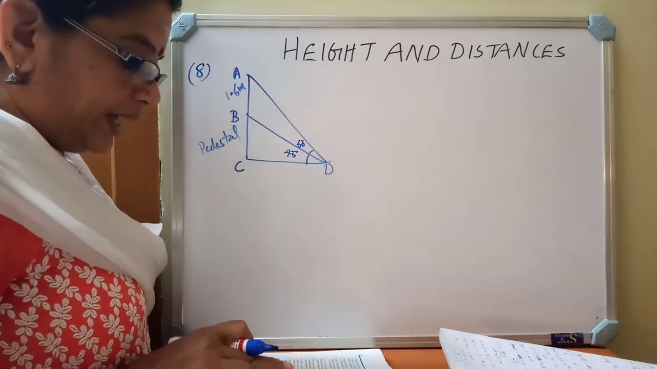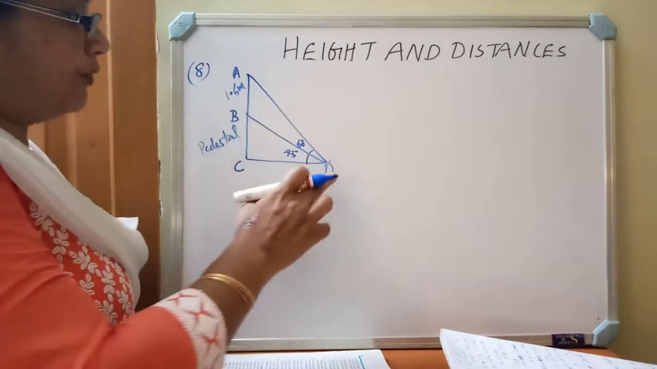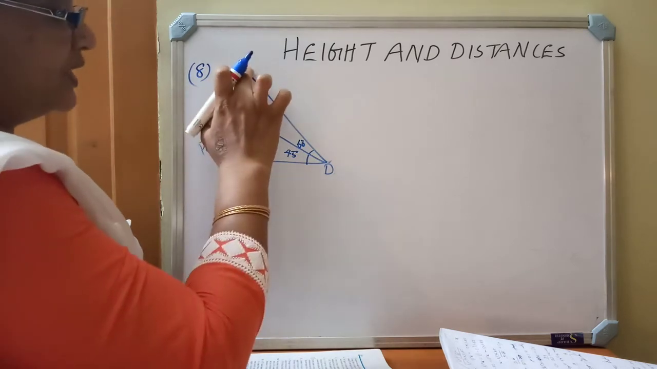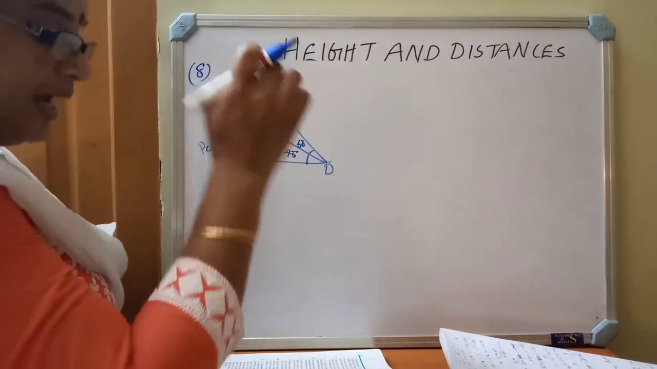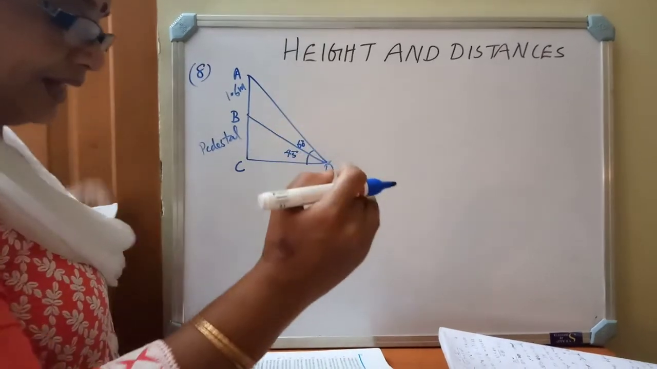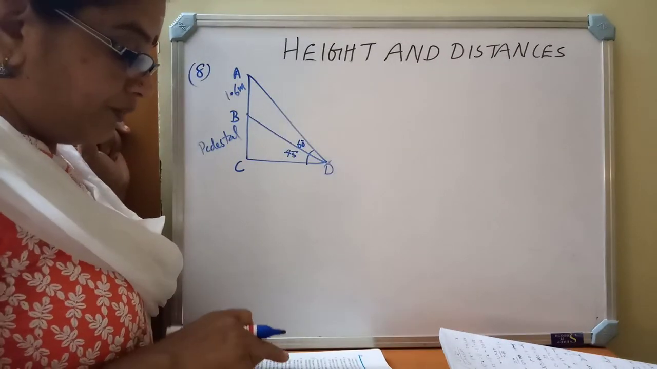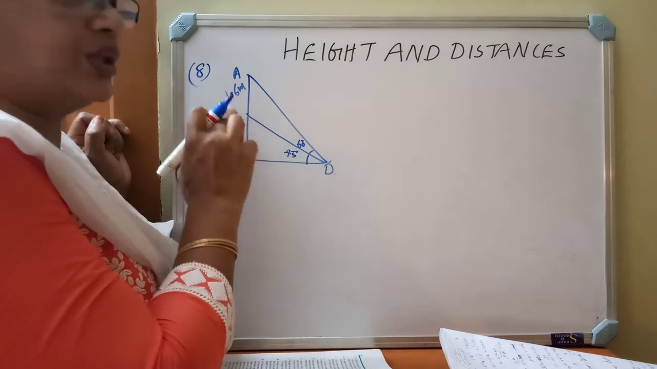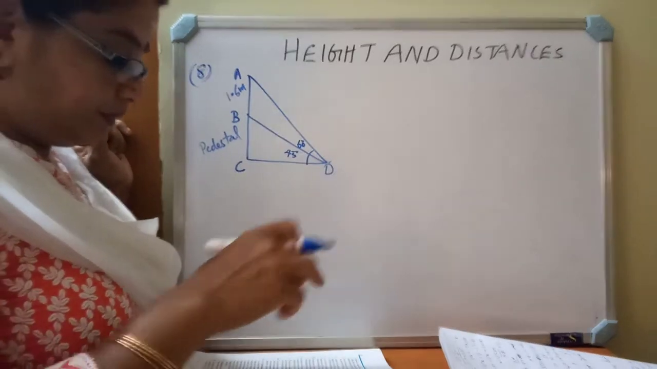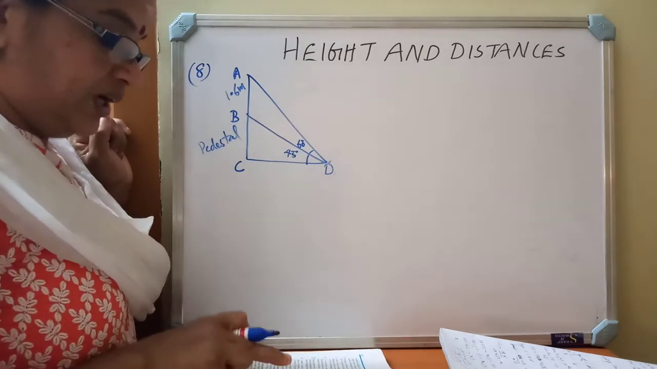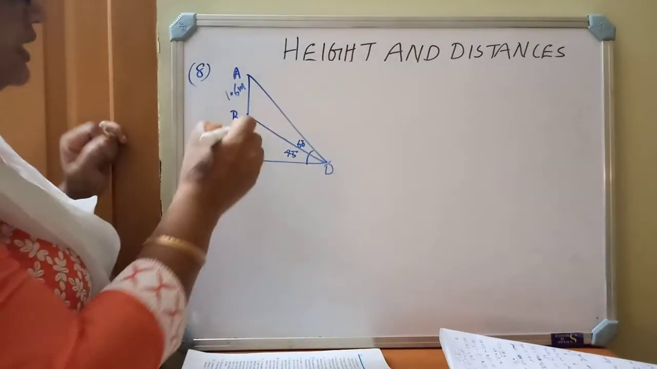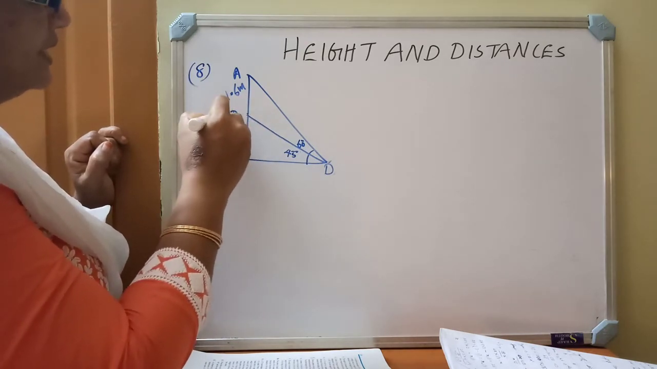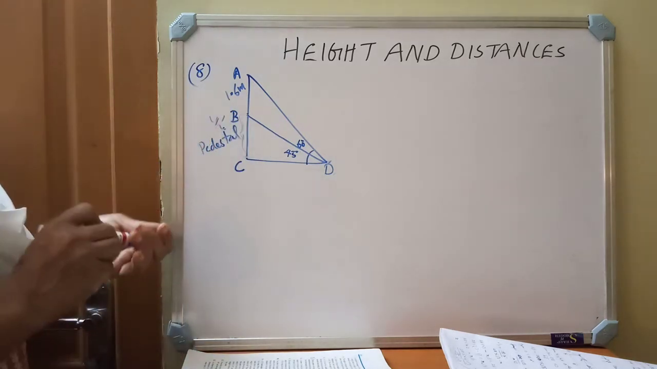See the next statement: from the same point the angle of elevation of the top of the pedestal. Top of the pedestal is acting as what? Bottom of the statue. Understand? Top of the statue makes an angle 60 degree, and from the same point the angle of elevation of the top of the pedestal, the point B, actually the bottom of the statue, is given as 45 degree. Find the height of the pedestal. So this distance BC only we have to find out. BC I am considering as H.